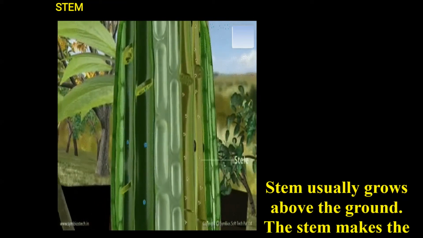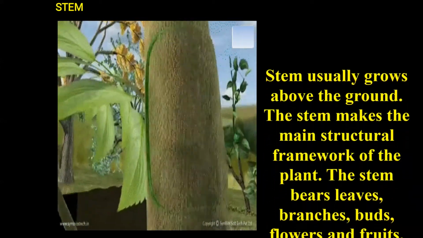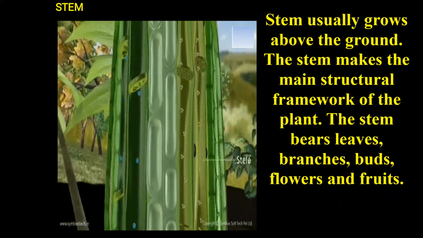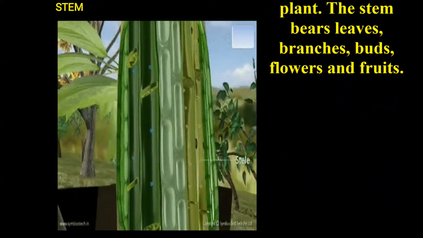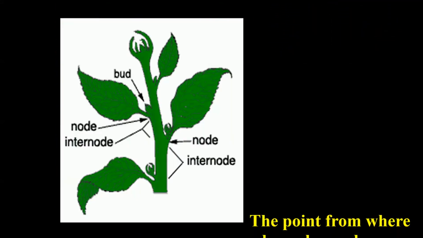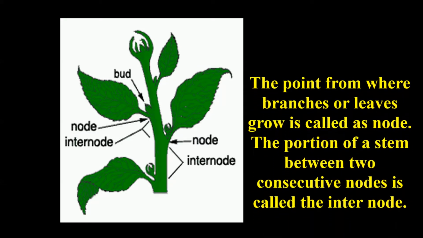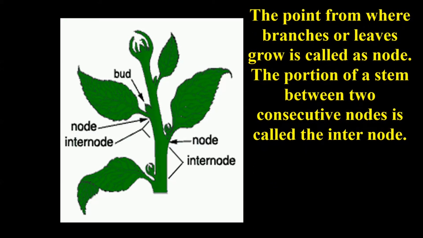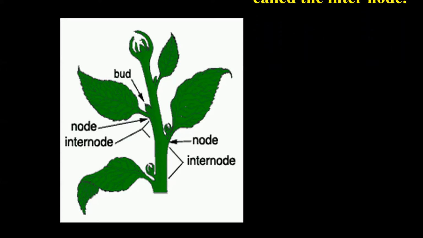Now let us discuss about the stem. Stem usually grows above the soil. The stem makes the main structural framework of the plant. The stem bears leaves, branches, buds, flowers and fruits. The point from where the branches or leaves grow is called as node. The portion of a stem between two consecutive nodes is called as internode.